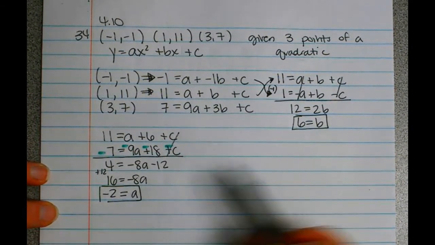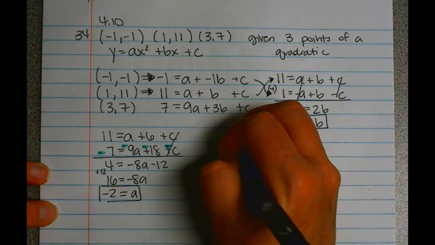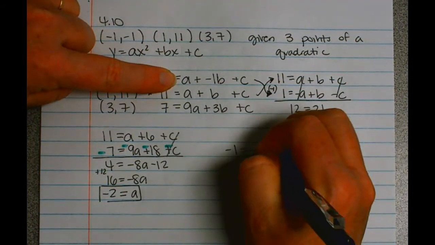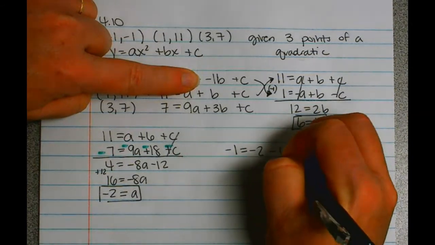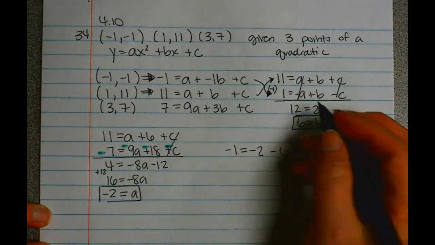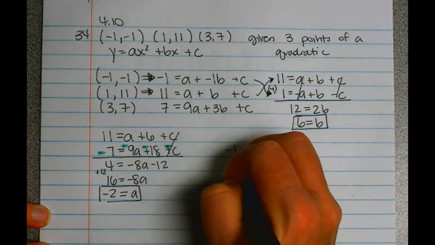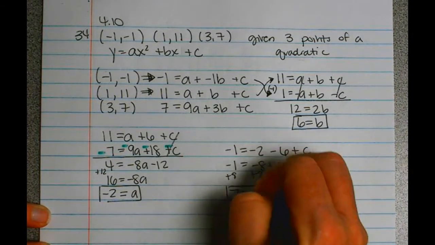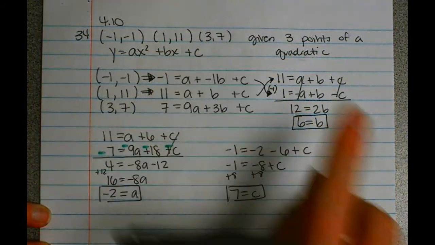And if we have two of the three, we can pick any equation. The first one might be easy. Negative 1 equals, and we can plug in A, so negative 2, and then negative B plus C, and now we're ready to solve for C. So we have negative 1 equals negative 8 plus C, add 8, so 8. And 7 equals C. And when we have A, B, and C, we actually put them in this quadratic formula that we have up here.